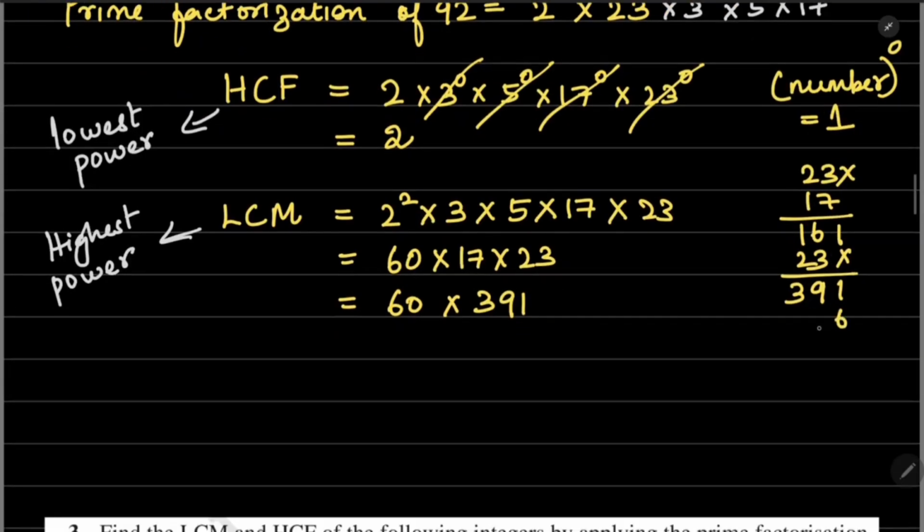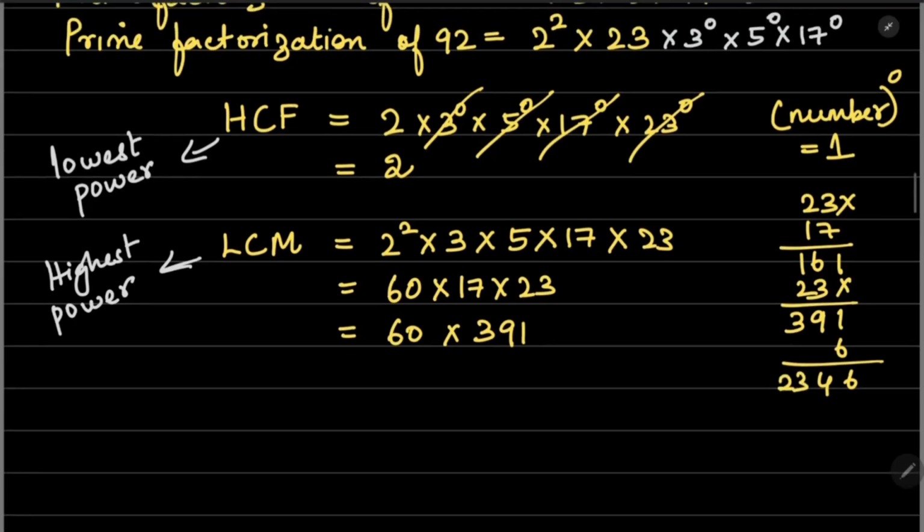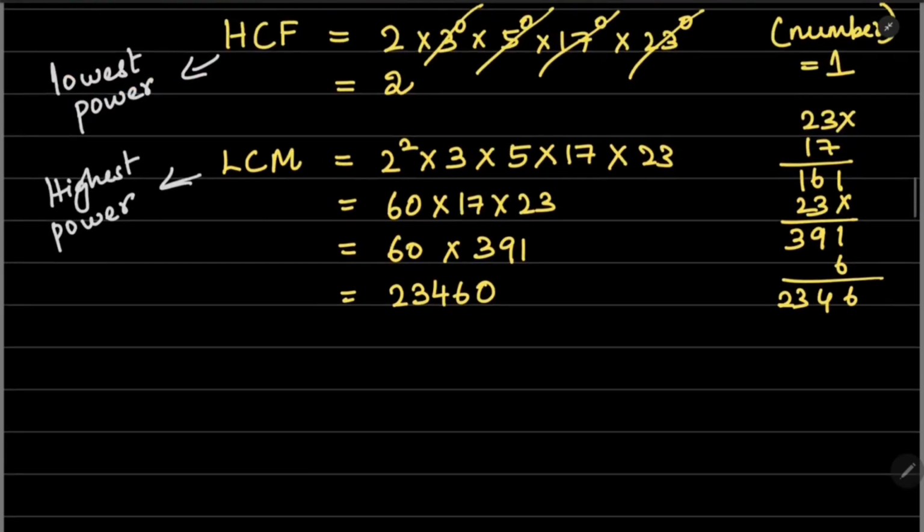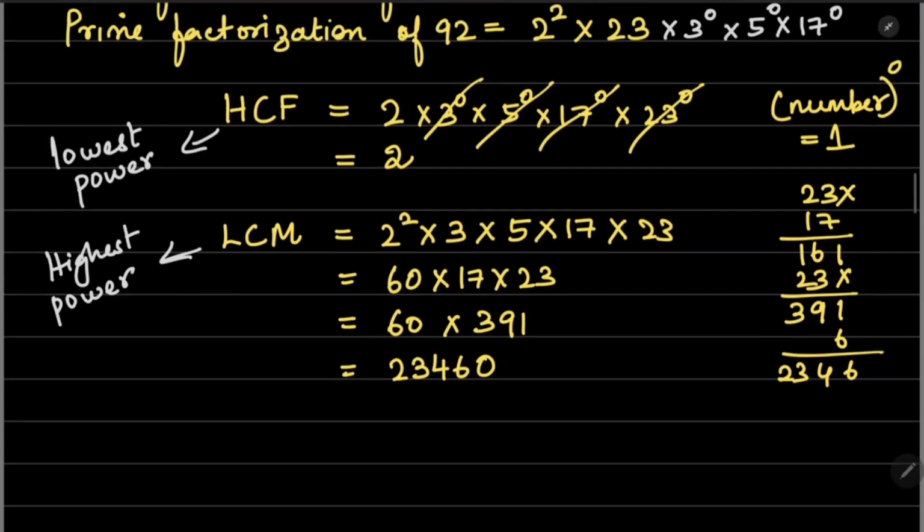So let's multiply it by 6. 6 ones are 6. 6 nines are 54, 4, 5. 19, 20, 21, 22, 23. So it is 23460, and I will add a 0 here. So this is your LCM, and your HCF is 2.